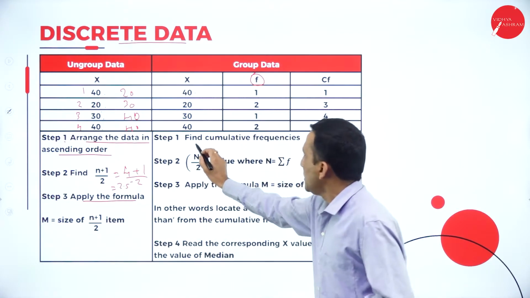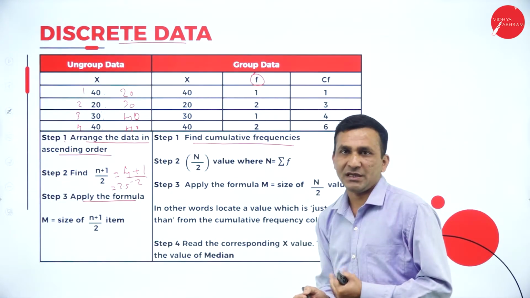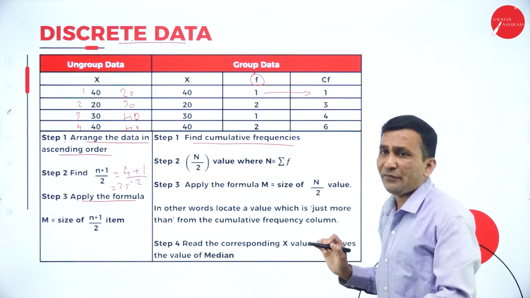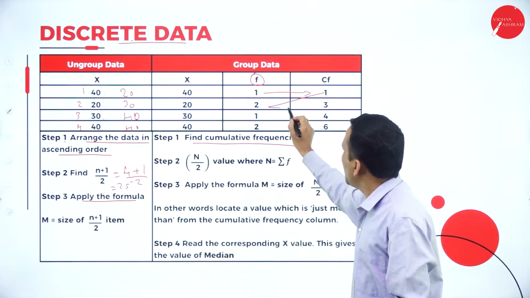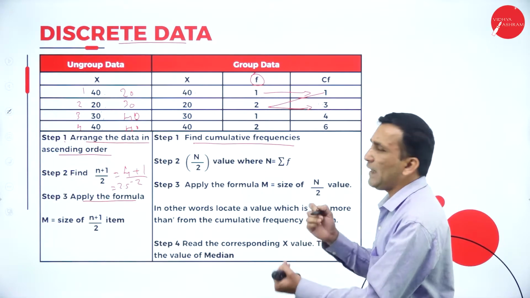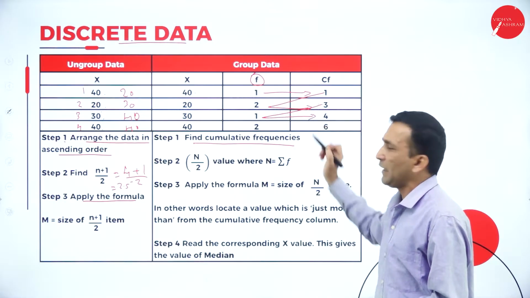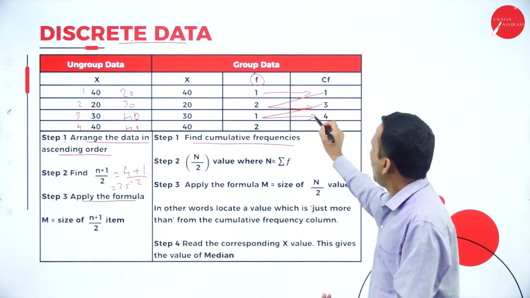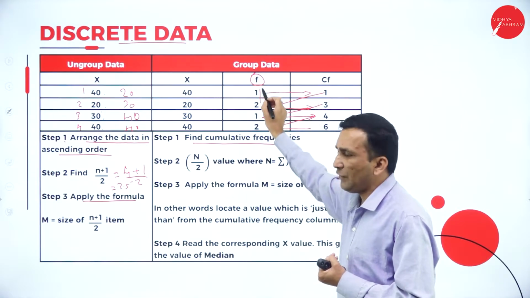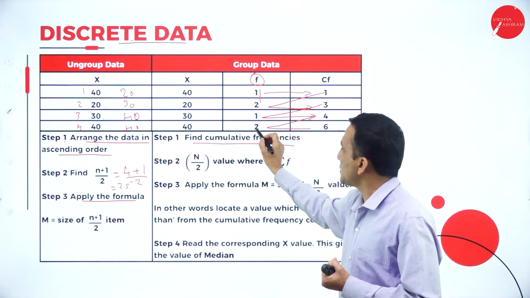The first step is to find the cumulative frequency. Using the frequency, we find the cumulative frequency. The first value stays as it is, 1. For the second value, 1 plus 2 gives 3. For the next value, 3 plus 1 gives 4. Then 4 plus 2 gives 6. Adding together from the frequency: 1 plus 2 is 3, 3 plus 1 is 4, 4 plus 2 is 6.